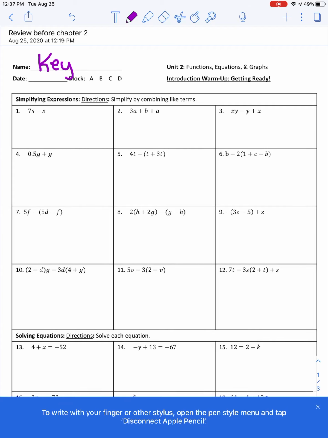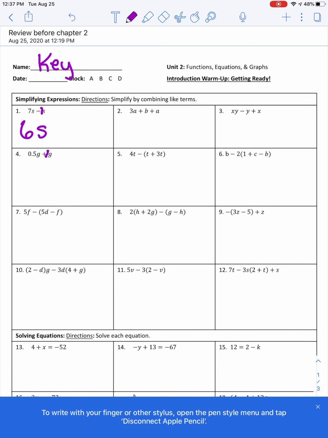So I'll start with number 1. And this is just review of Algebra 1, okay, just to get you warmed up again. So we have 7s minus, remember from Algebra 1, there's a 1 there. So 7s minus 1s is 7 minus 1, 6s. And no, we don't square the s. Please remember number 4, there's going to be a 1 in front of that g when you add.